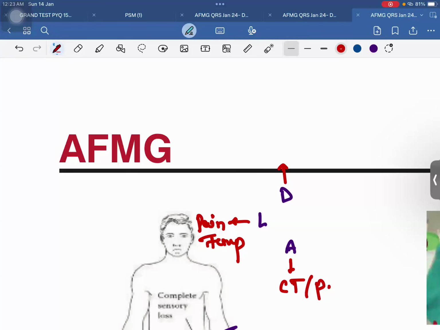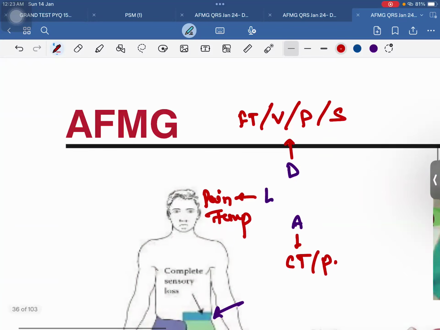And what are those functions or sensations? First, it is going to carry definitely the fine touch. Crude touch was carried by the anterior column. Fine touch is carried by the dorsal or the posterior column. It also carries the vibration sense. Apart from that, it carries the joint position, also known as proprioception, and lastly, stereognosis. So these four functions are carried by the dorsal column.